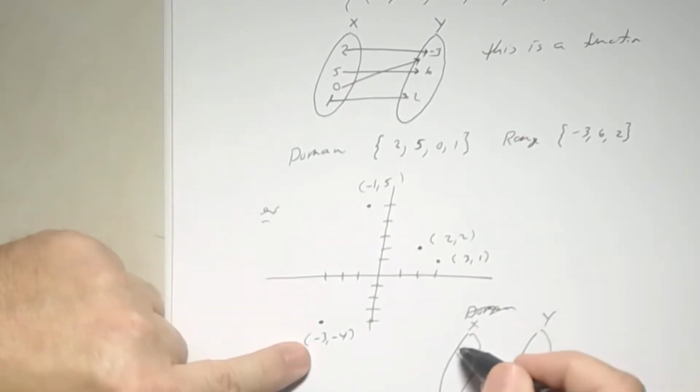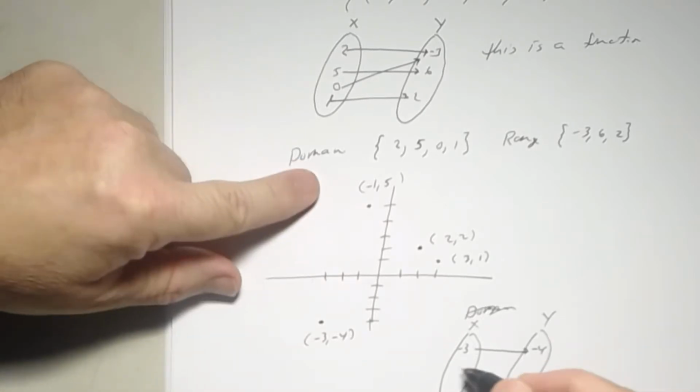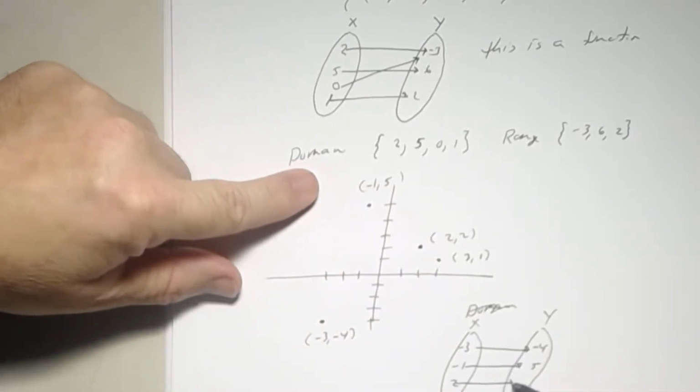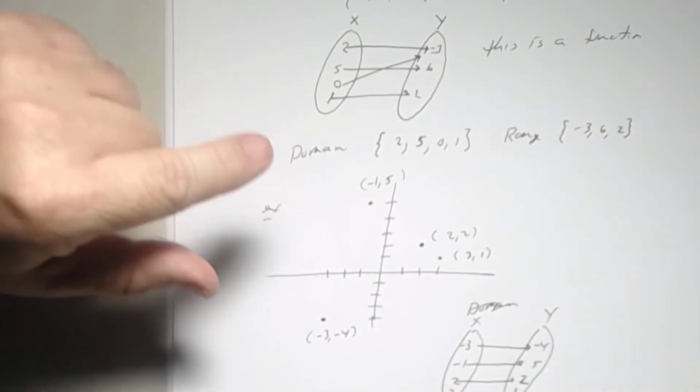So when x is -3, what's my y value? Negative 4. When x is -1, what's my y value? 5. When x is 2, what's my y value? 3. Oh, that's 2. When x is 3, what's my y value? 1. So for each, put in that box right there.